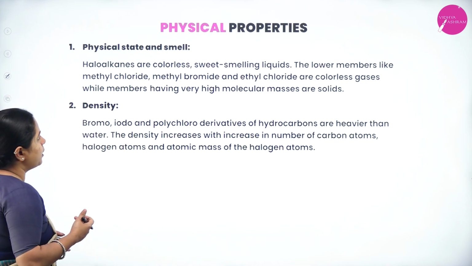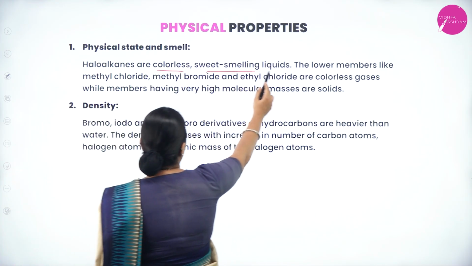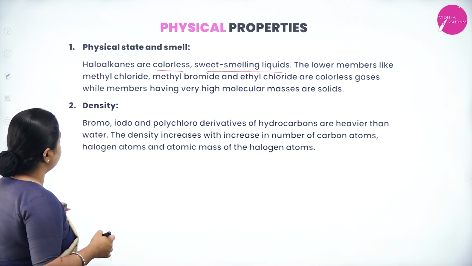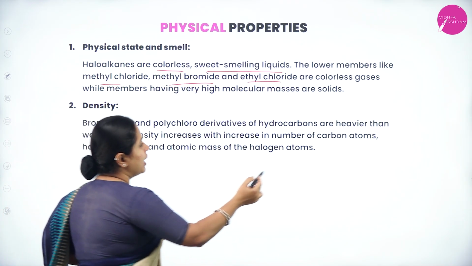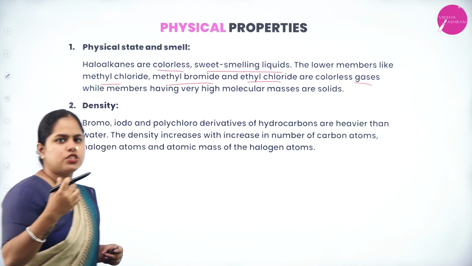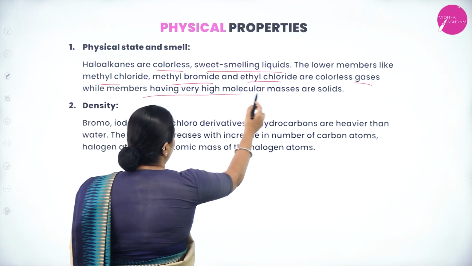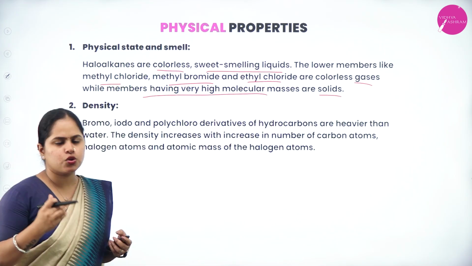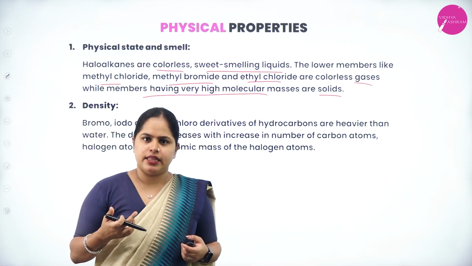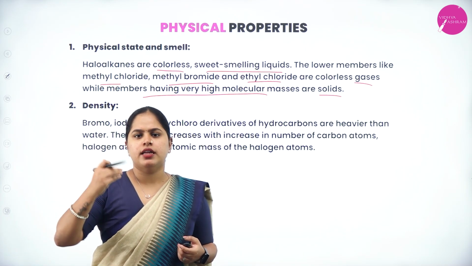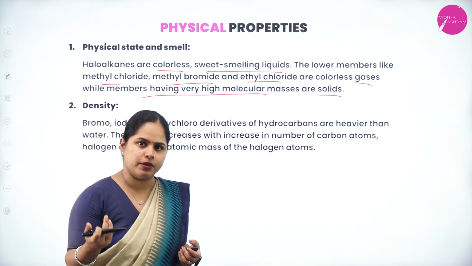So coming on to physical properties of haloalkanes. Haloalkanes are colorless, sweet smelling liquids, okay. The lower members like methyl chloride, methyl bromide, ethyl chloride are colorless gases, right. The lower members means those having 1 to 4 carbon atoms. While members having very high molecular masses are solids. So the lower members having lesser number of carbon atoms are gases. Then the middle ones, that is 4 to 8 carbon atoms containing, will be liquids, and the higher ones will be solids, right.